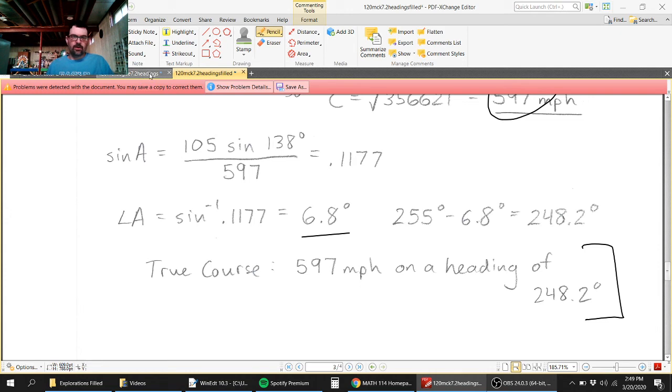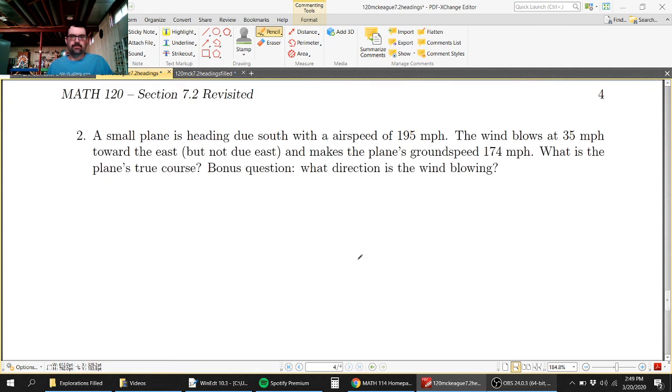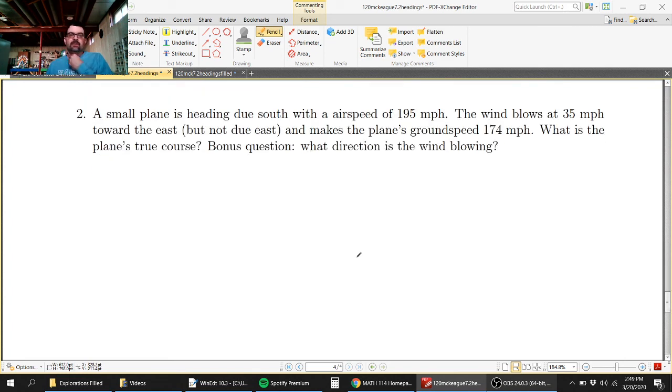All right, one more. Pause and do it if you haven't yet. Oh, on the next page even. All right, I'm going to start going through it. Pause and go work on it if you want to do it yourself first.